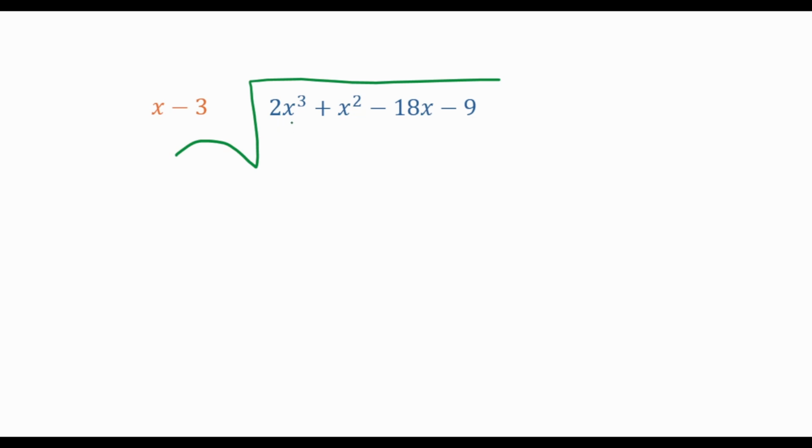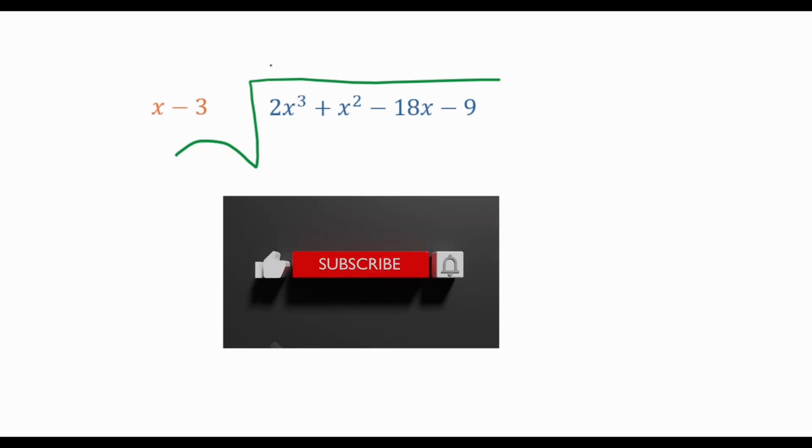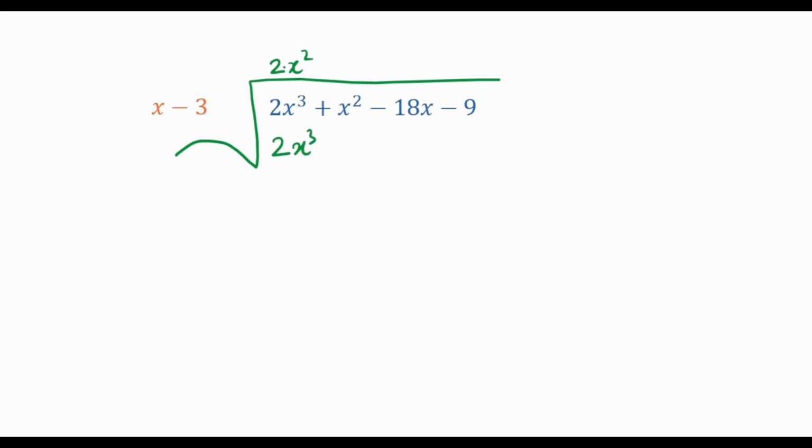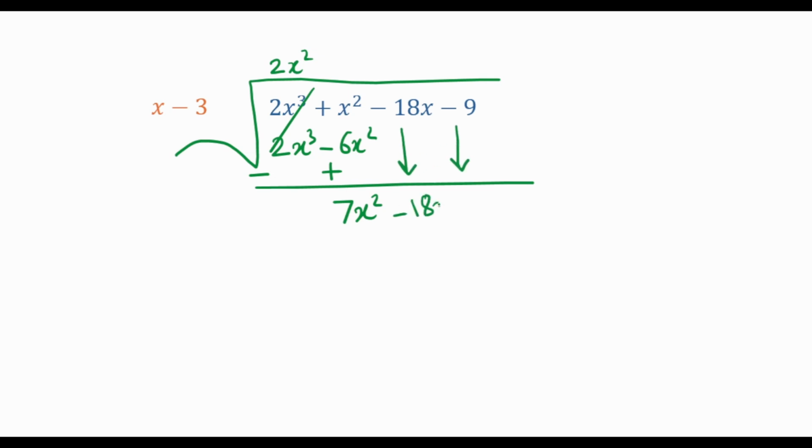In order to get 2x cubed, I will multiply x with 2x squared. So this will give me 2x cubed here, plus 2x squared multiplied by minus 3, I will get minus 6x squared. Then subtracting this, I will get 7x squared, and these will just drop down. 7x squared minus 18x minus 9.